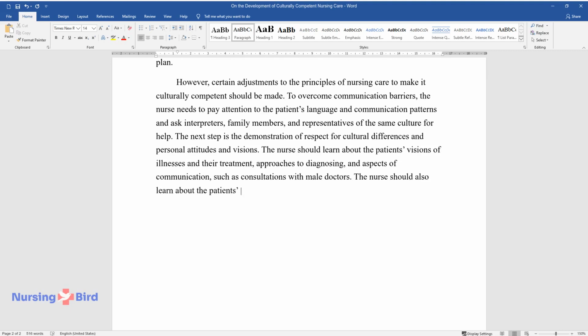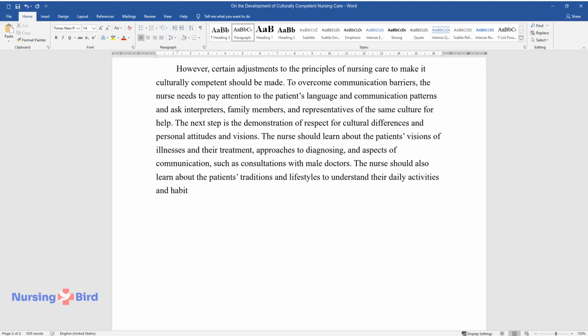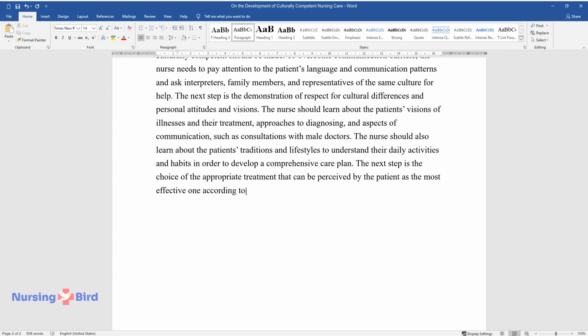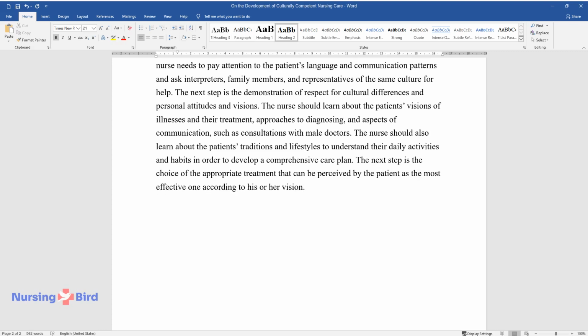The nurse should also learn about the patient's traditions and lifestyles to understand their daily activities and habits in order to develop a comprehensive care plan. The next step is the choice of the appropriate treatment that can be perceived by the patient as the most effective one according to his or her vision.